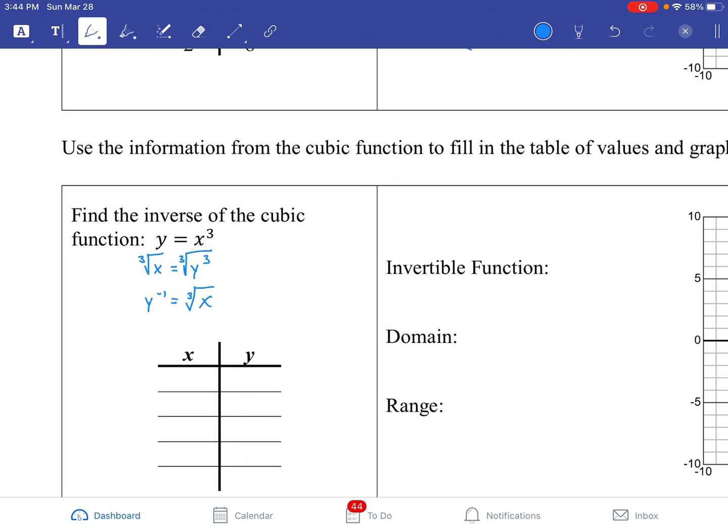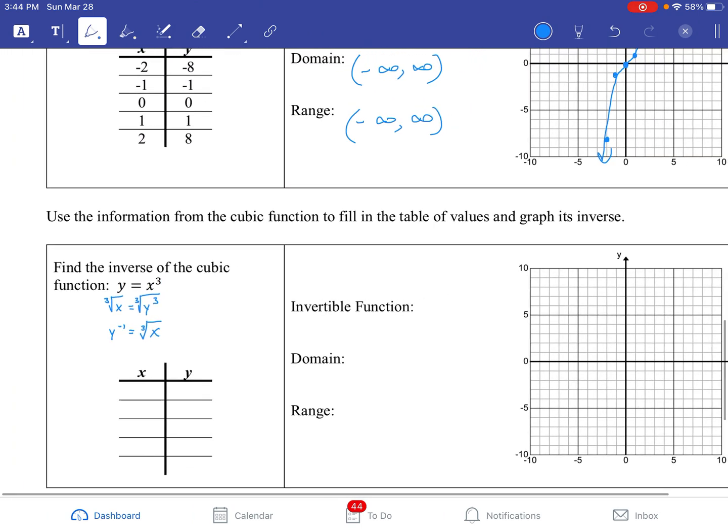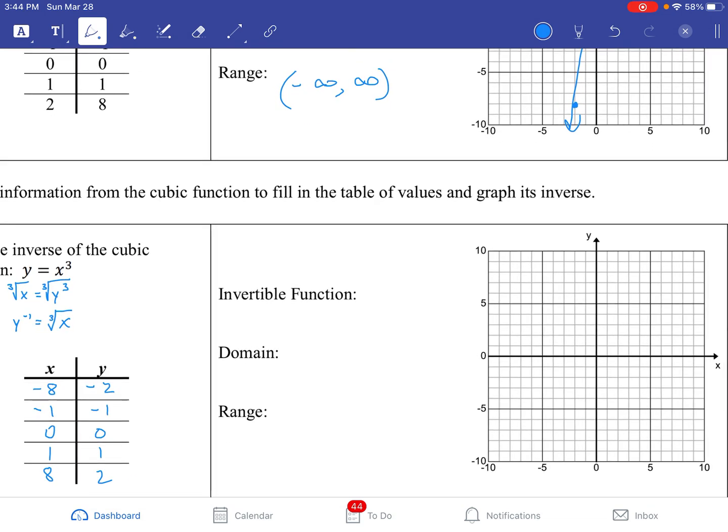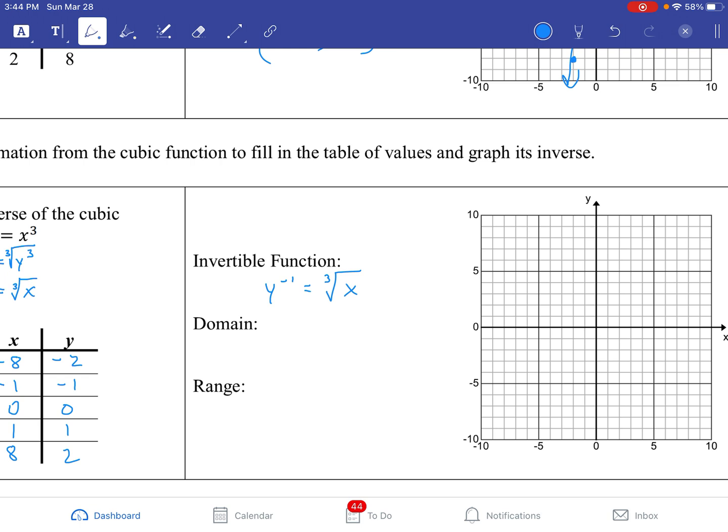Okay, so when we look at these values, we're going to again switch the x's and the y's from the original table. So we have x is -8, -1, 0, 1, and 8. The y values will be -2, -1, 0, 1, and 2. Okay, so again, our x and y values switched in our table. So when we go to our invertible function, all right, we have the inverse of y is equal to the cube root of x. Okay, and let's plot these points. So we have -8, -2, -1, -1, 0, 0, 1, 1, and 8, 2.